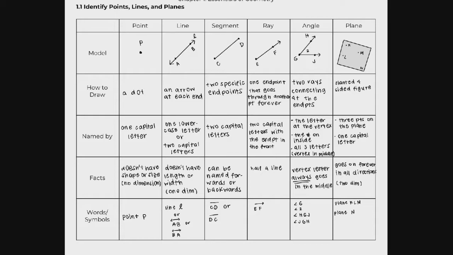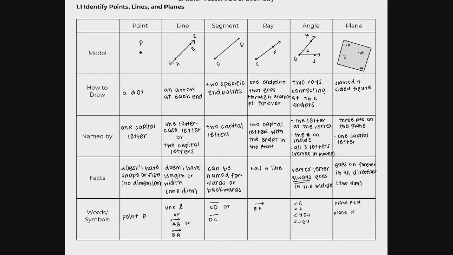For a line, you'll draw a line with two arrows on the end because the line will go on forever. You'll need 2 points to name the line. So in this case, we have point A and point B, so we can call this line AB or line BA, so you can go either way. And if there's a lowercase letter, you can also call it that. So in this case, we have a lowercase l, so we can call this line l.